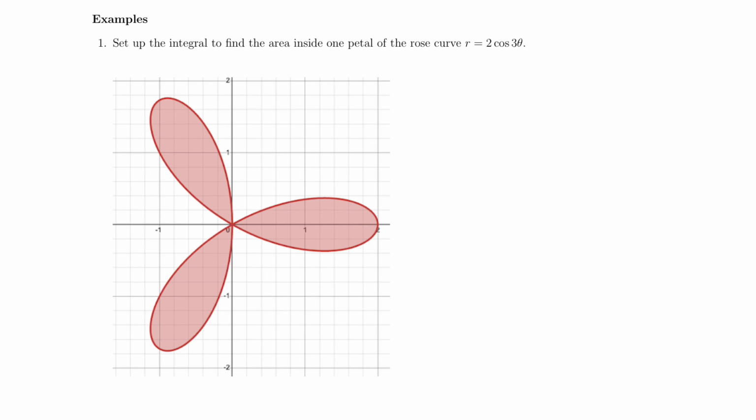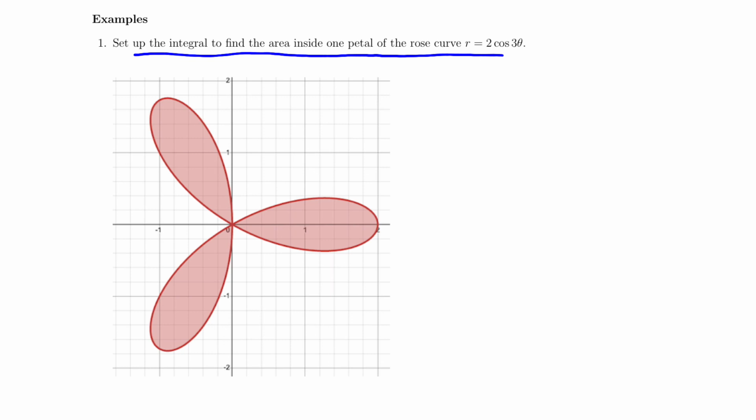All right, so we need the area for this shape. But if we can find the area for one petal, then we can find the area for the whole thing. So let's just focus on one petal right now, okay? I want to set up an integral that can be used to find the area inside one petal of the rose curve, r equals 2 cosine 3 theta. And let me again pull up my things so that this is over here, and we've got Desmos over here, so we're looking at it.